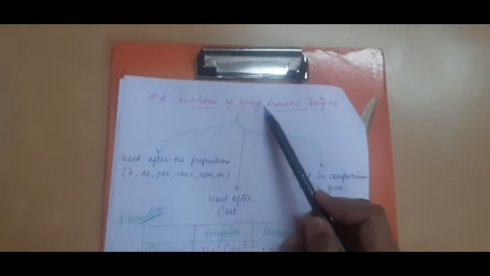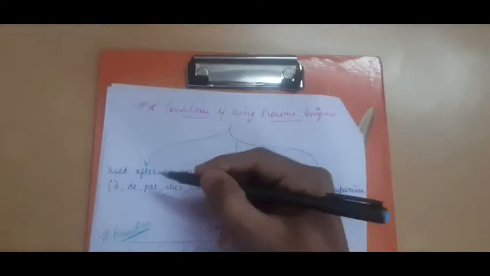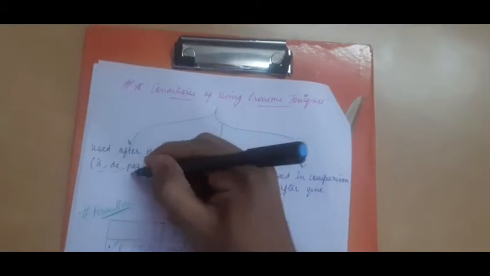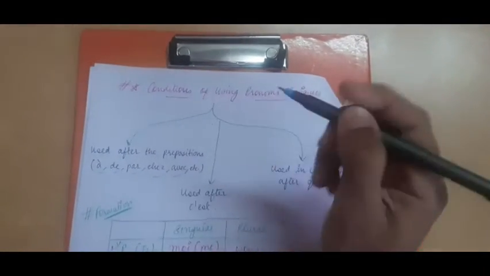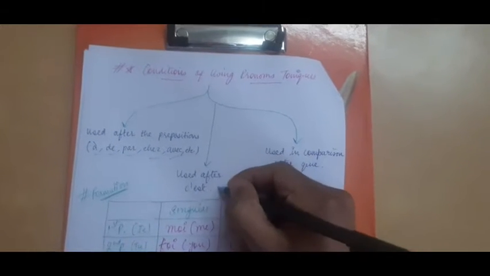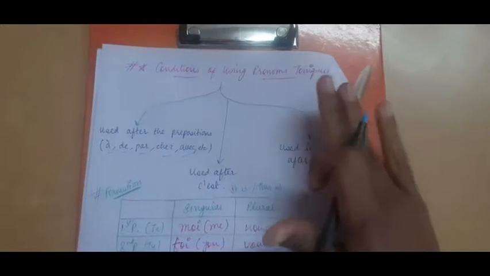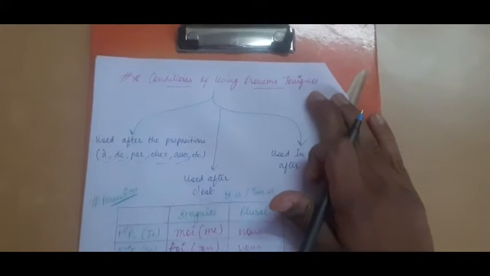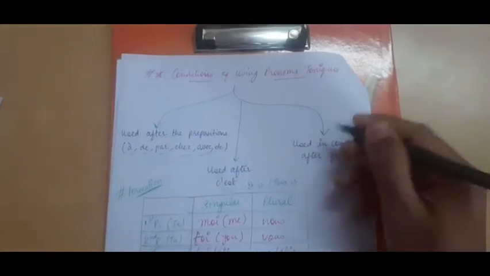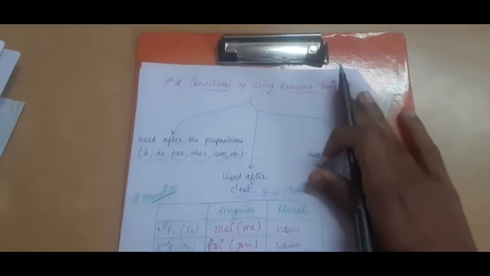Let's look at the conditions of using les pronoms toniques. First condition, it is used after the prepositions like à, de, par, chez, avec, etc. Second, it is used after c'est. So c'est means it is or this is, okay? And these are the notes that I've made for you. Do download them from the description box. And it is used in comparison after que. So whenever we are comparing two things, we use les pronoms toniques.